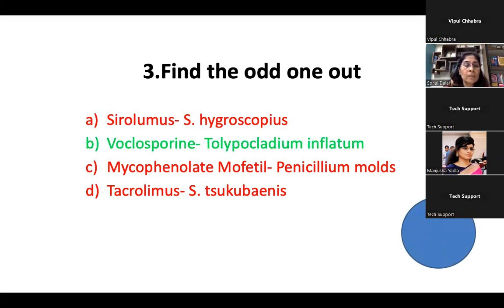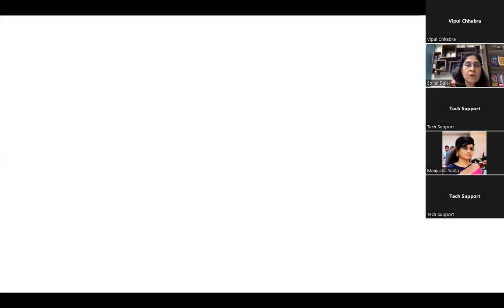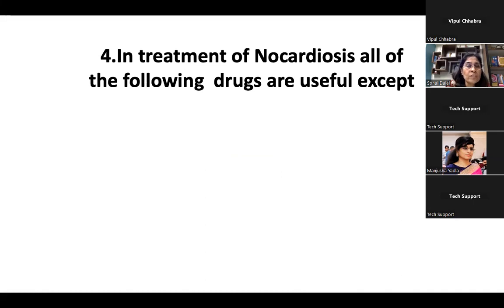Time up. The correct answer is voclosporin and Tolypocladium inflatum. This is the odd one out. Next question, question number 4.